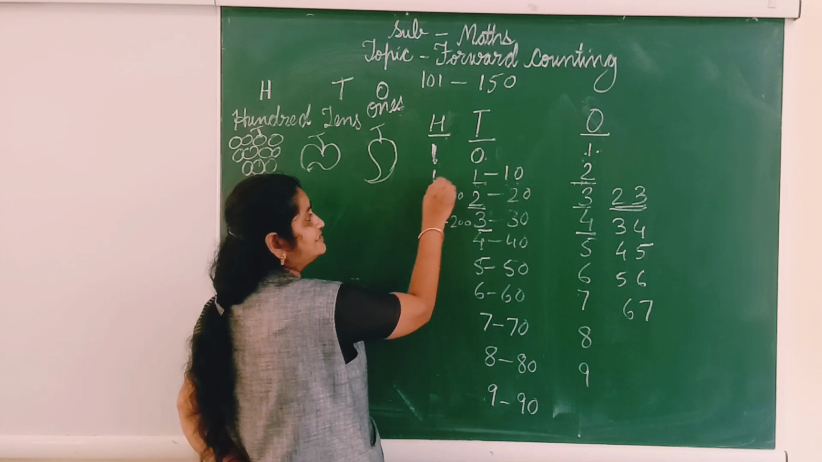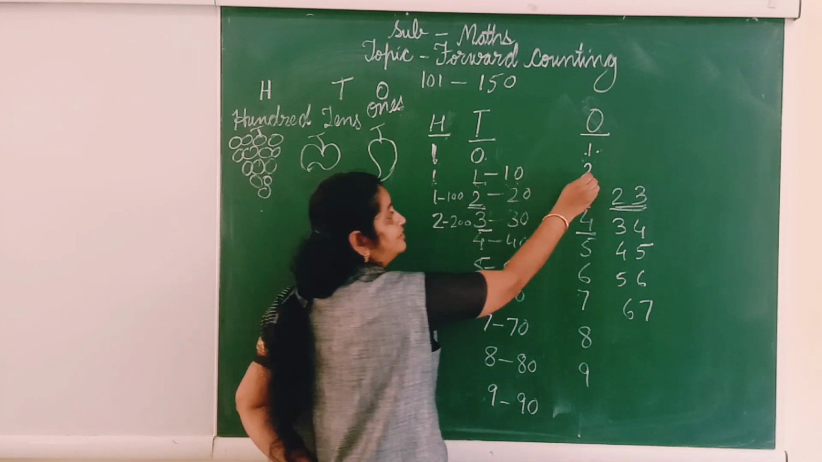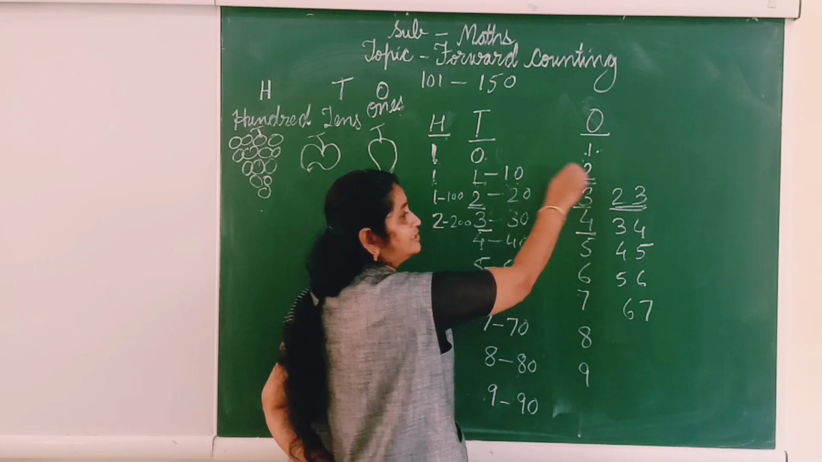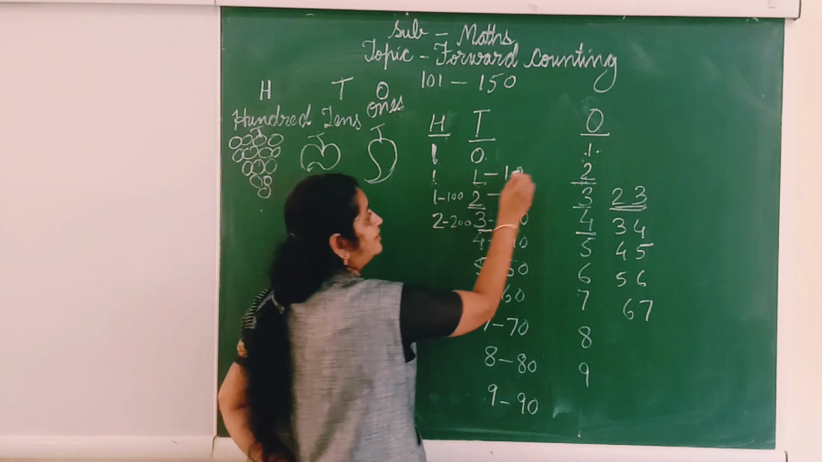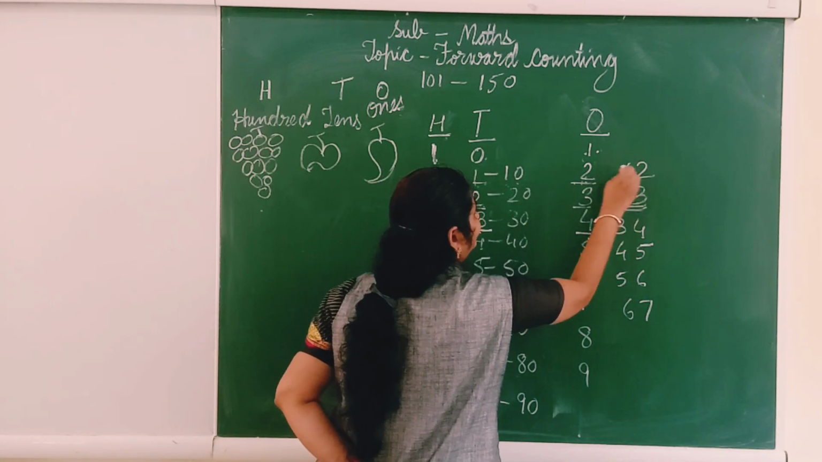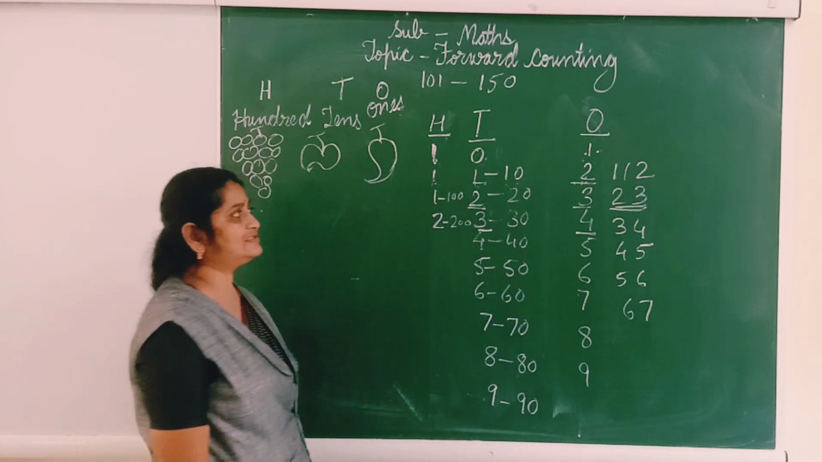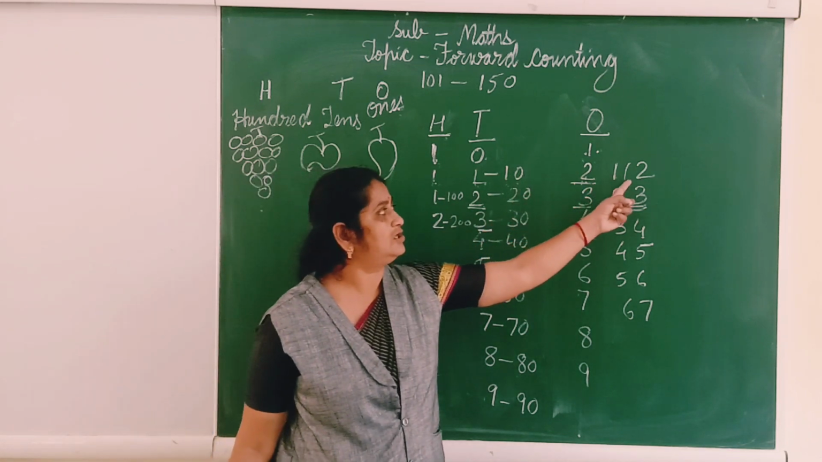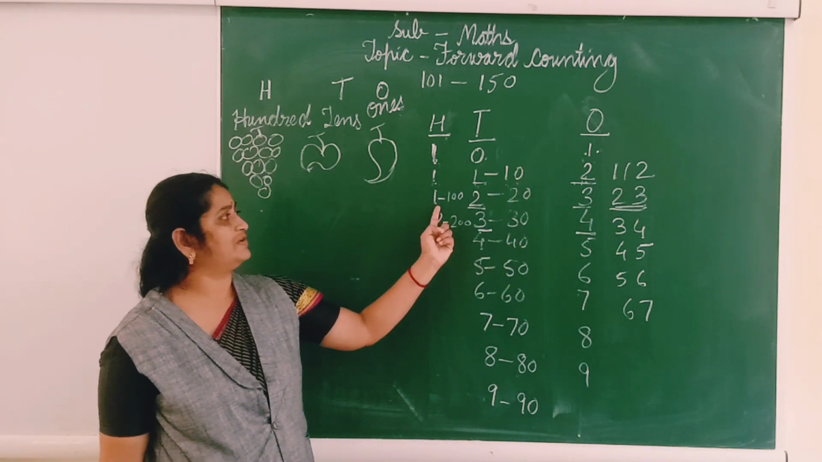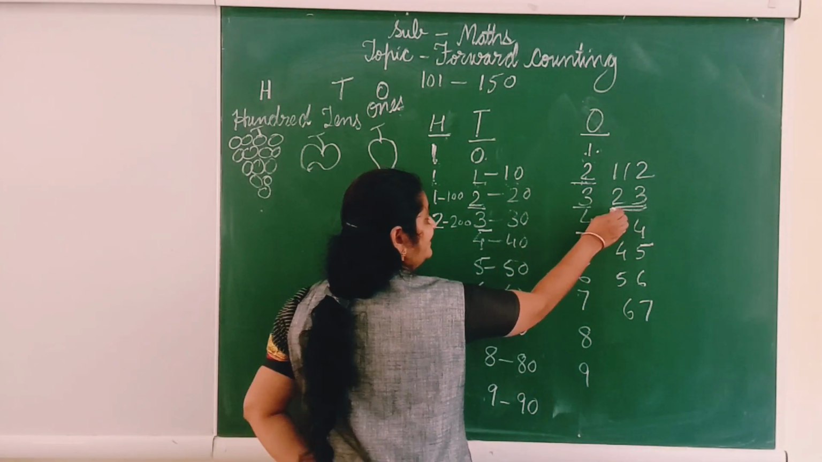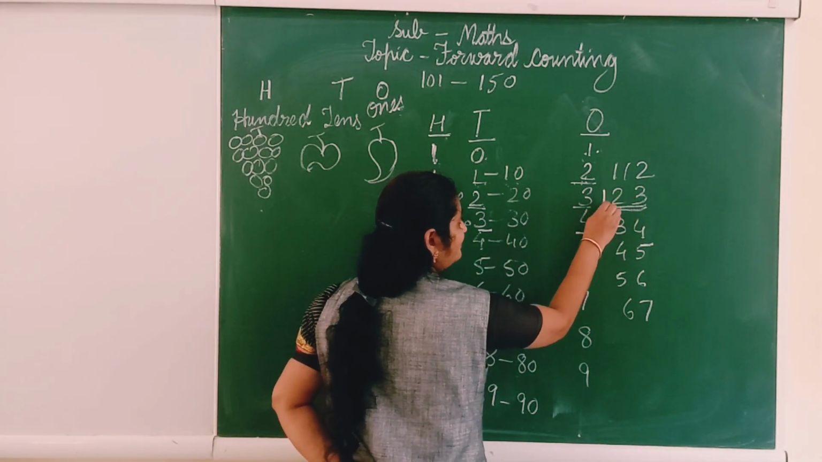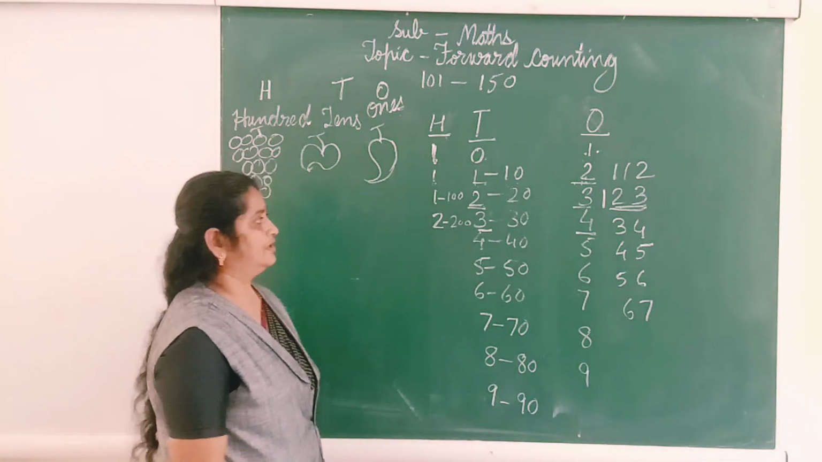Here also 1 is written, and here is also 1 written. Now here under O it is written 2. How will we read this number? 112. Now here we will come down, 123. Before we read it as 23, now it will be 123.